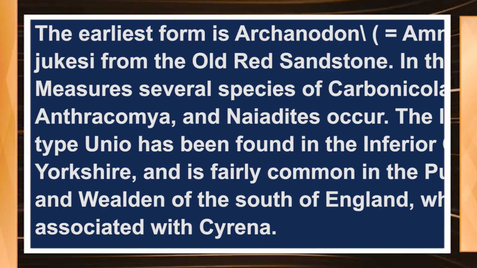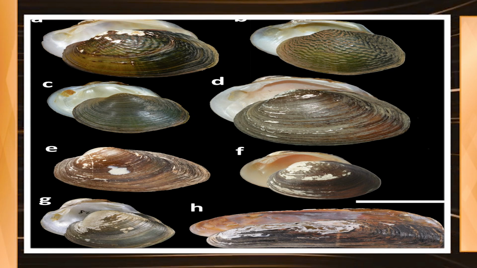and Naiadites occur. The living type Unio has been found in the Inferior Oolite of Yorkshire, and Unio is also found in many of the Indian rocks as well, and is fairly common in the Purbeckian and Wealden of the south of England, where it is associated with Sirena. Freshwater lamellibranchs also occur in the Woolwich beds, the Oligocene deposits, and in the Pleistocene river gravels.